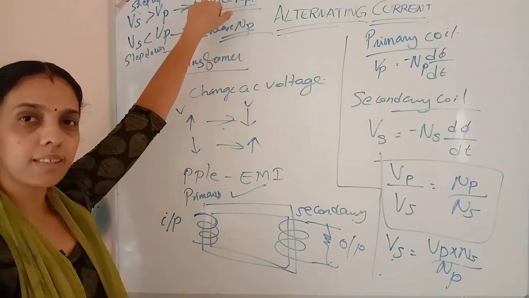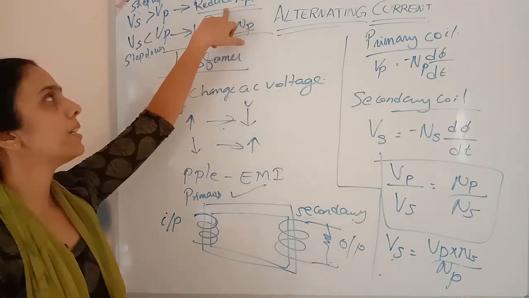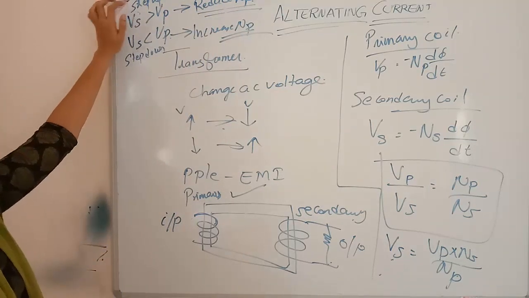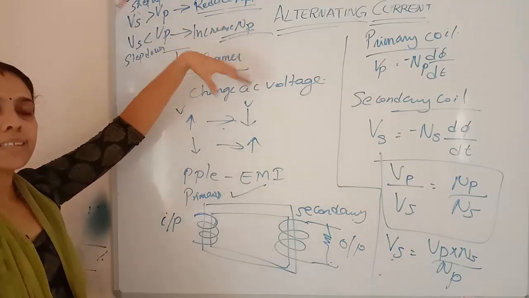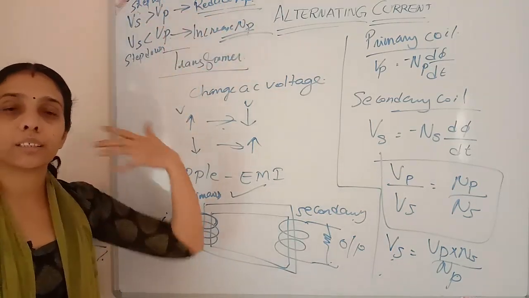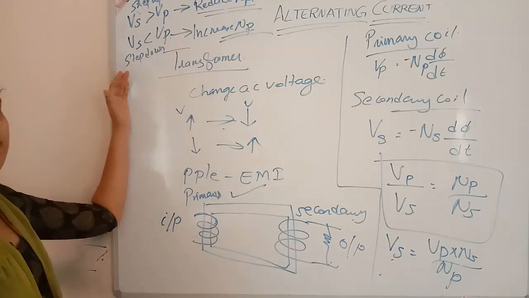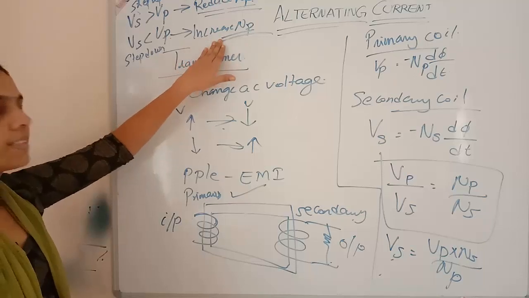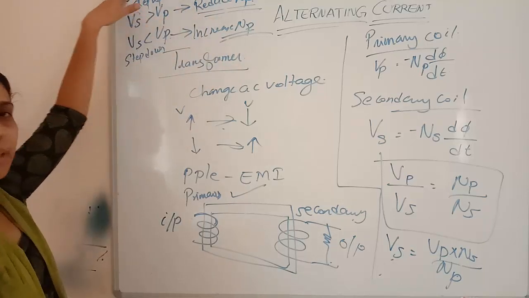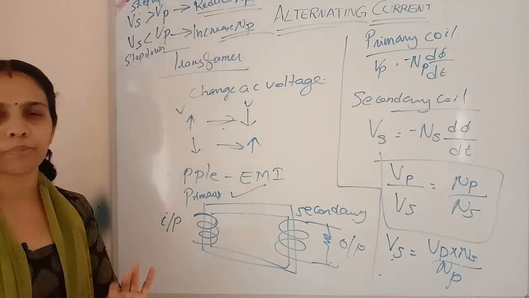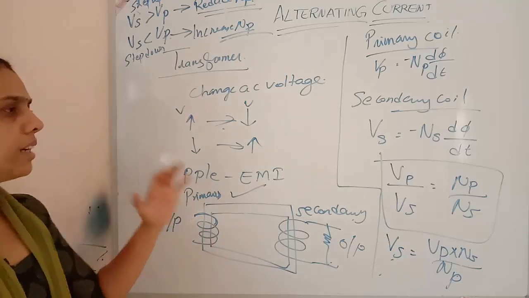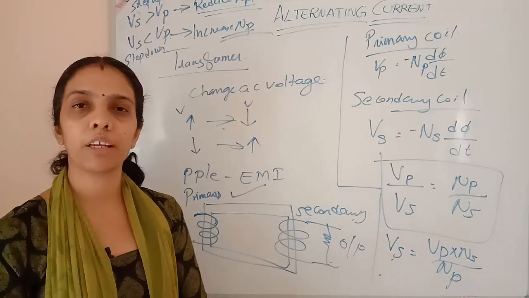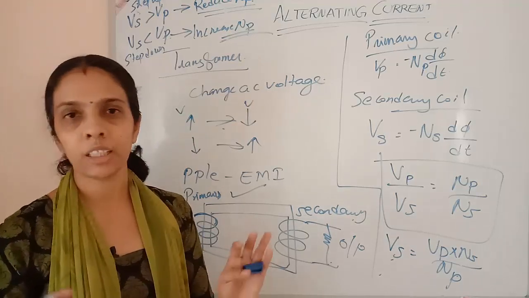While comparing the secondary coil, we should reduce the number of turns of the primary to get a step up transformer, and increase the number of turns of the primary to get a step down transformer. So step down means increasing NP and step up means reducing NP. Clear? One more thing: how can we find the efficiency of a transformer? Output power divided by input power.